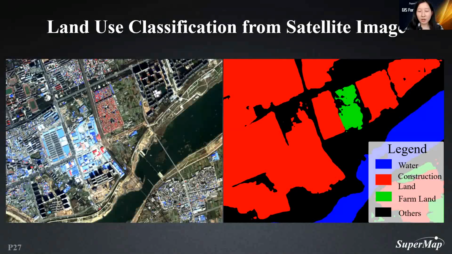About land use classification, this is a typical application. Divide land use classification into water, construction land, and farmland. It can often be used for a variety of applications related to land cover information, such as deforestation and urbanization monitoring, urban planning, and road monitoring.